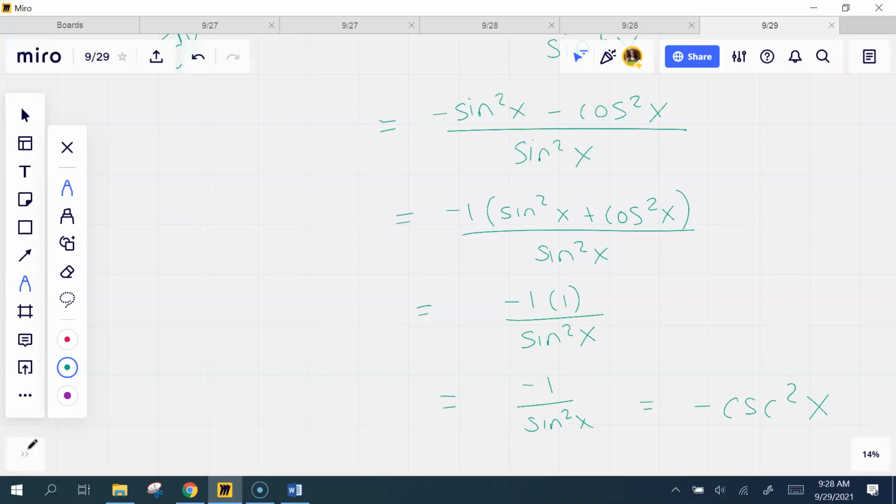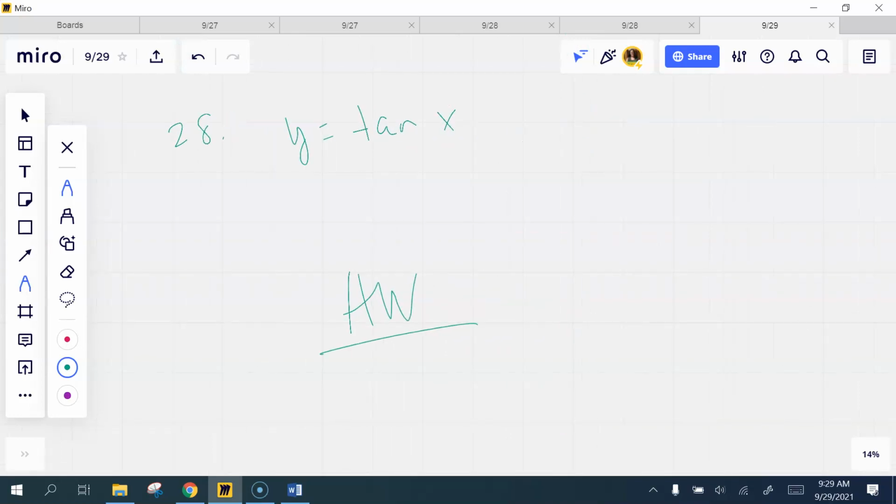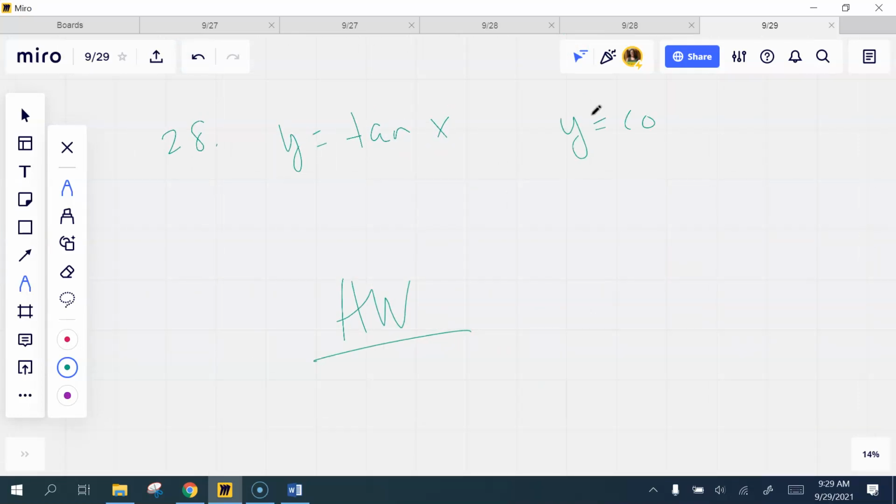Yes. So if you can graph the derivative of tangent x and cotangent x and show that they never cross the x-axis, you can show they have no horizontal tangents. You can show that on the calculator, yeah. They want you to show that they have no horizontal tangents.